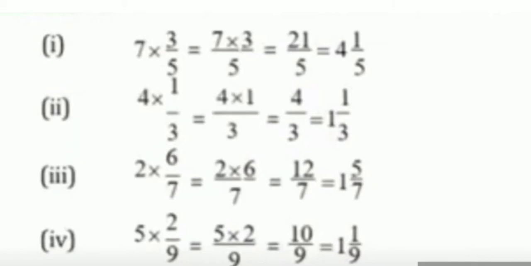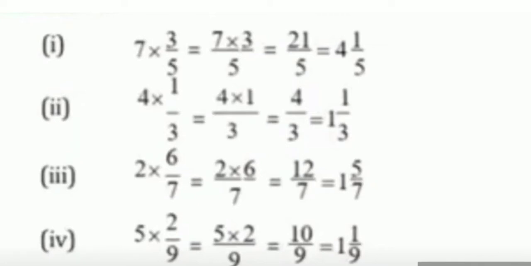See the second one, 4 into 1 upon 3. So 4 into 1 is 4, and 4 upon 3. Convert it, so it will come 1 whole 1 upon 3. Third one, 2 into 6 upon 7.